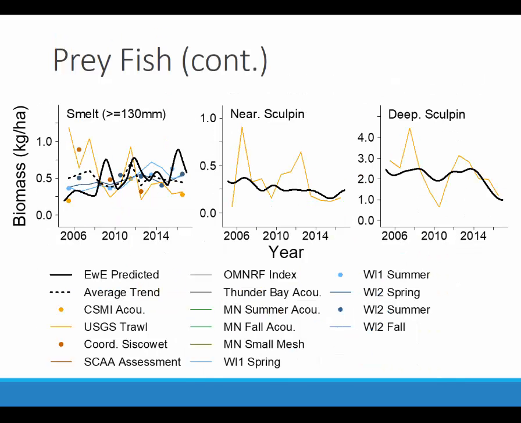For a couple other prey fish, we have large smelt, greater than 130 millimeters. We have nearshore sculpin and deepwater sculpin. For our smelt population, we have a highly variable population that is in general increasing. For nearshore sculpin, we're seeing a decline in those populations. For deepwater sculpin, we're remaining relatively stable, and then we start to see a decline at the end.